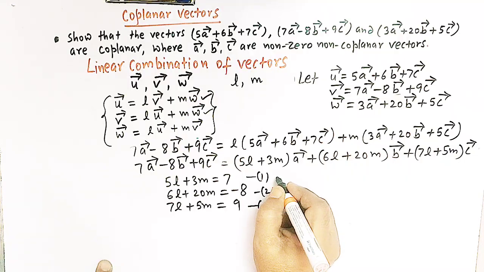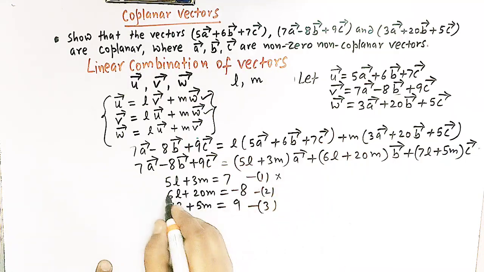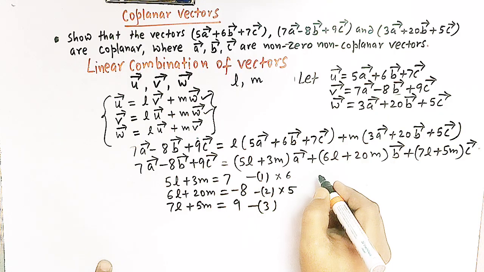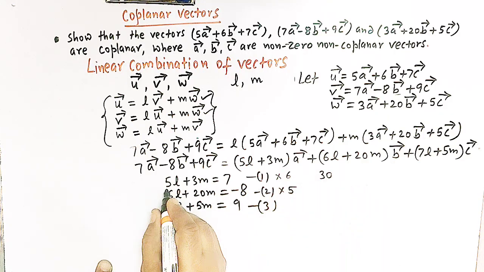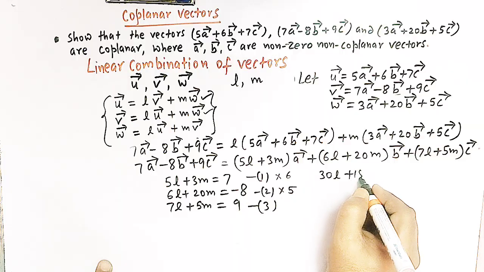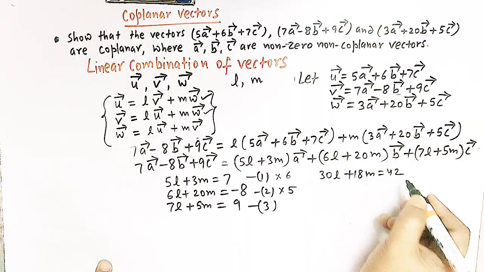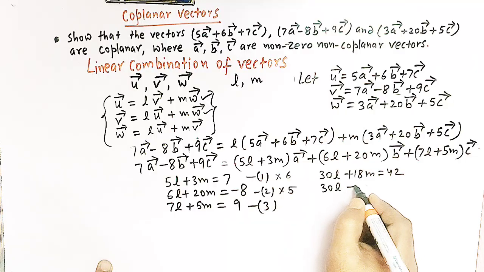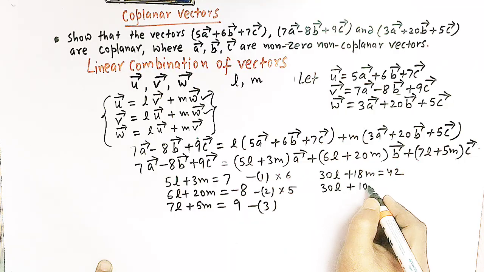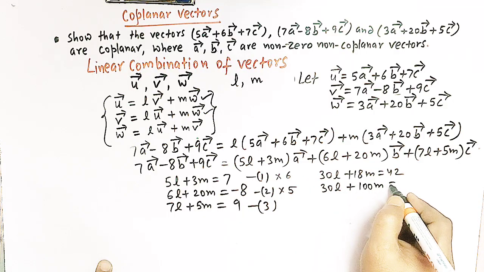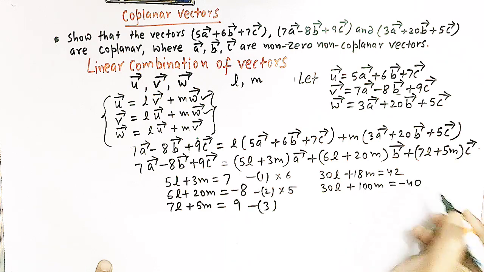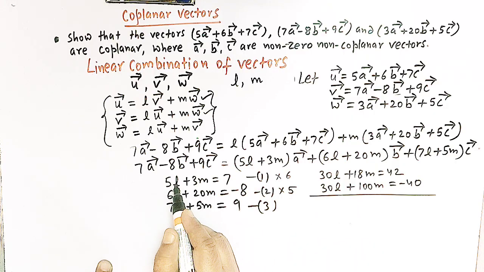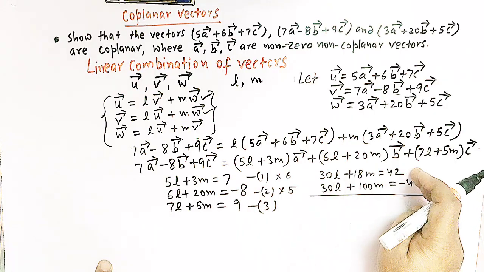So now let us multiply this equation by 6 and this equation by 5. So we have now here 30L plus 18M is equal to 42, and here we have 30L plus 100M, and here we have minus 40, right? So now here equating the coefficients of L, we have now these two equations.